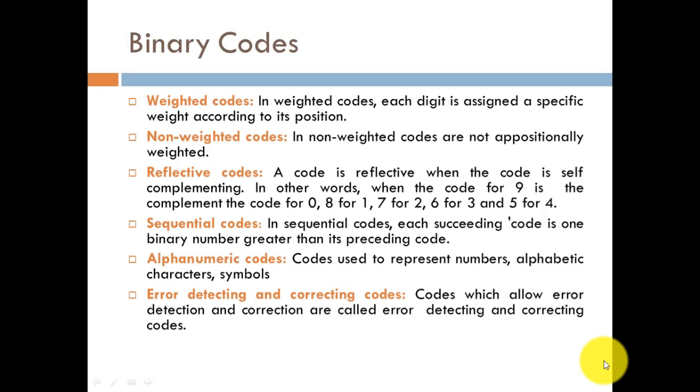In the weighted code, each digit is assigned a specific weight according to its position. This we had already discussed when we were studying conversion. So in the weighted code, each digit according to its specific position has a specific weight. Whereas non-weighted codes are not positionally weighted. In non-weighted codes, specific positions do not signify any specific weights, which is the compulsion in weighted codes.